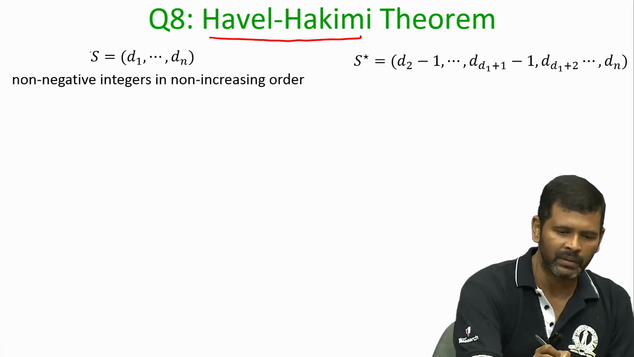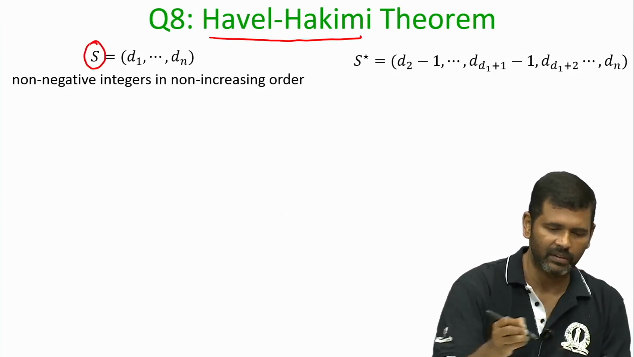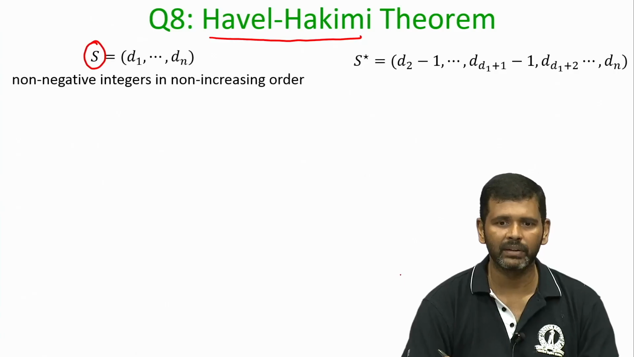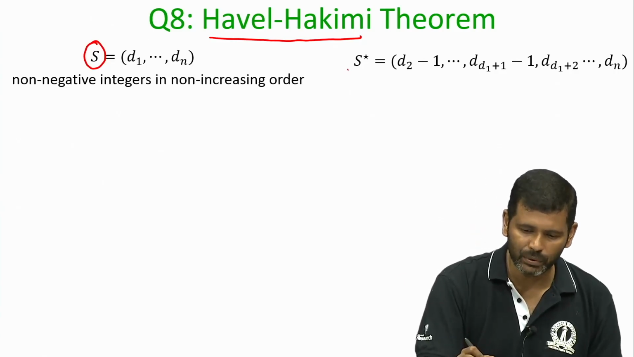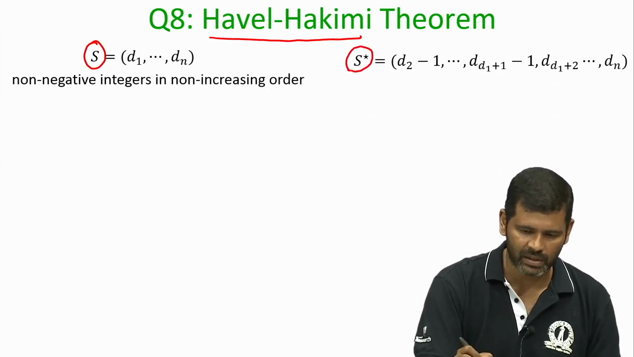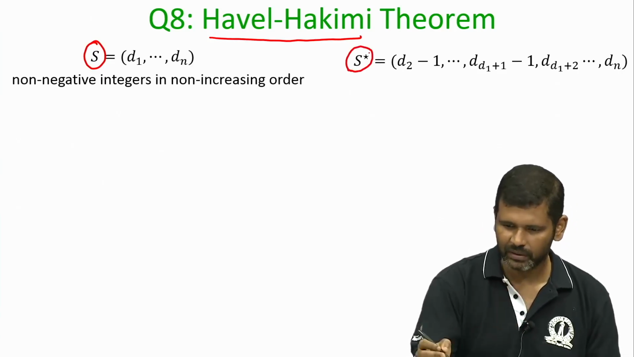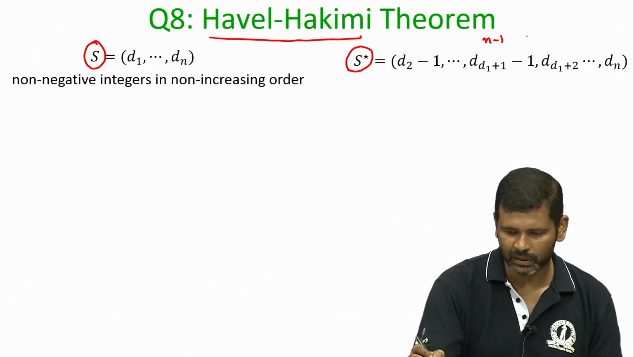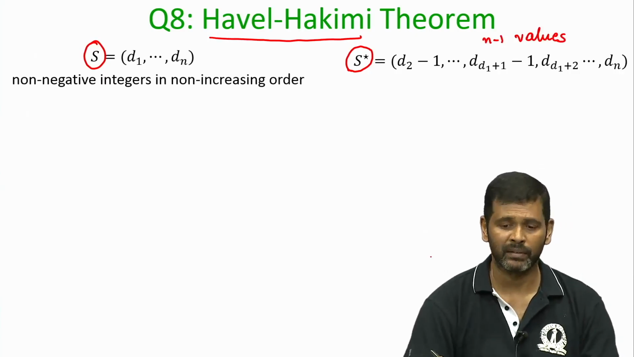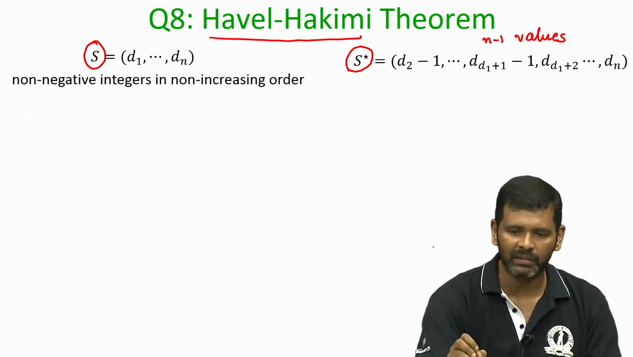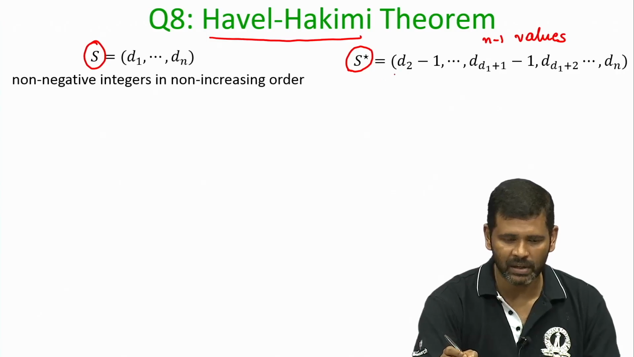Here you are given the following: a sequence S of n non-negative integers in non-increasing order, and a reduced sequence S star. It is reduced in the sense that it has n minus 1 values, whereas the sequence S has n values. So, how exactly do we construct the sequence S star?